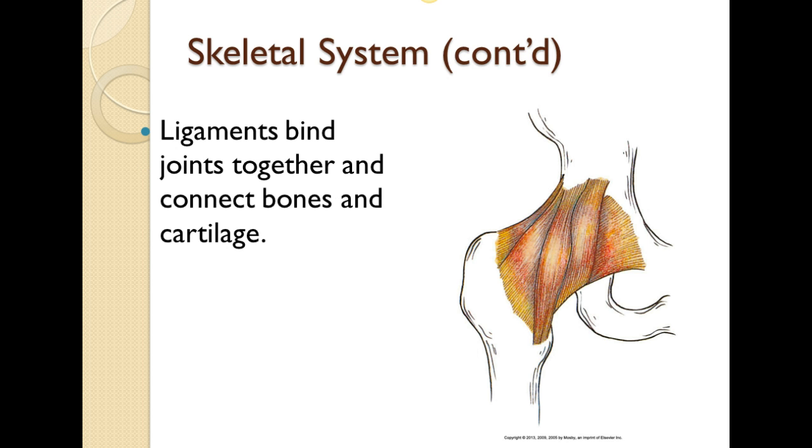Ligaments are white, shiny, flexible bands of fibrous tissue. They bind joints together and connect bones and cartilage. Some ligaments have a protective function. For example, ligaments between the vertebral bodies prevent damage to the spinal cord during movement of the back.